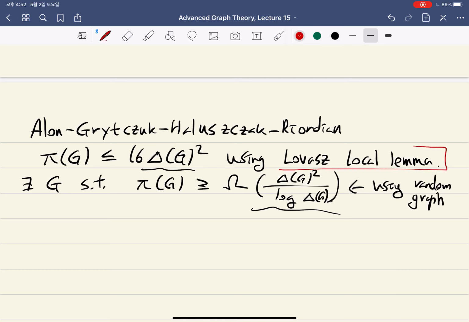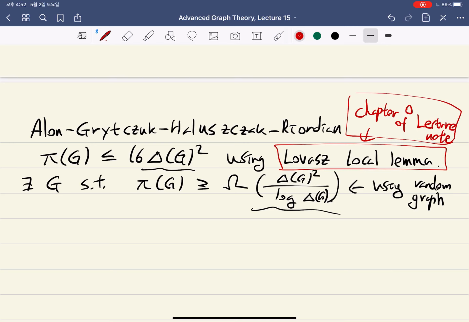And to know what the robust local lemma is, see chapter 0 of the lecture notes. We learned it in the previous semester, in the undergraduate graph theory. So you go there and there is section 0.6, the probabilistic method. In that chapter, you can see what this local lemma is. They use the general version of the local lemma.